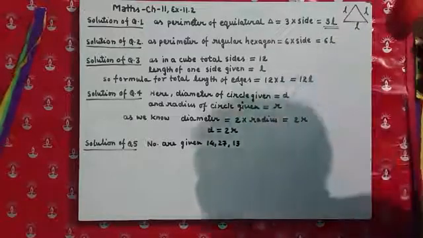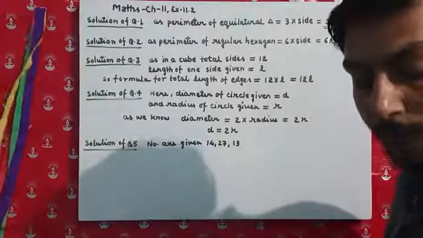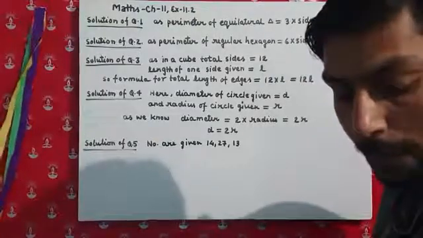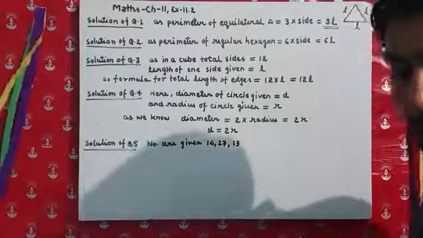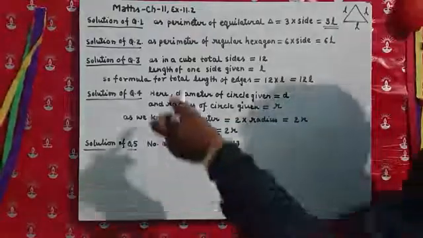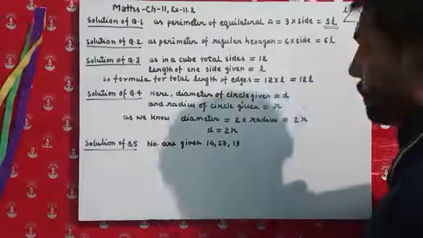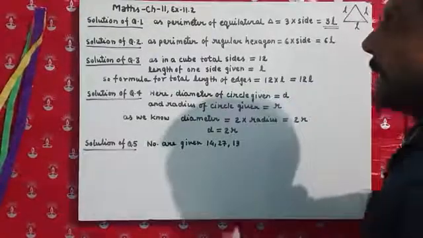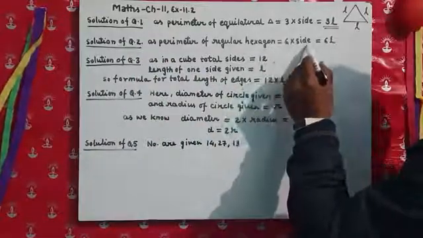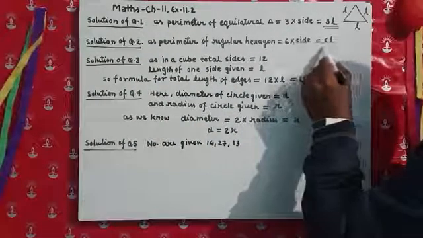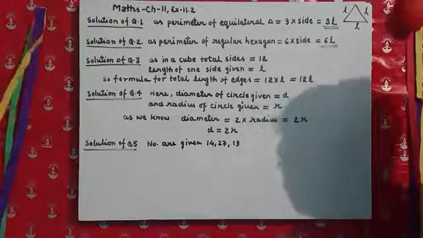Now similarly we go to question number 2. The same question is given but the figure is different. The side of a regular hexagon is denoted by L. Express the perimeter of the hexagon using L. So here one hexagon is given. As we know, in a regular hexagon there are 6 equal sides. So the perimeter of a regular hexagon is equal to 6 into side, that means it is 6L.